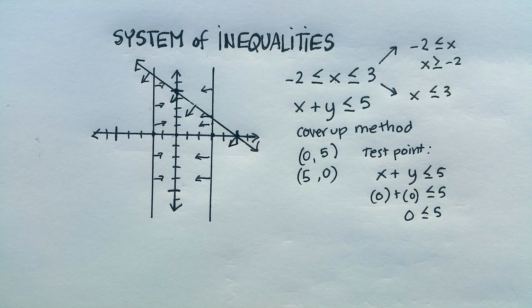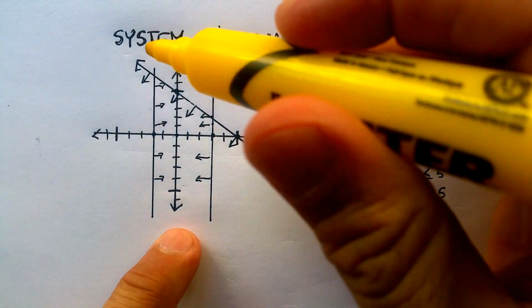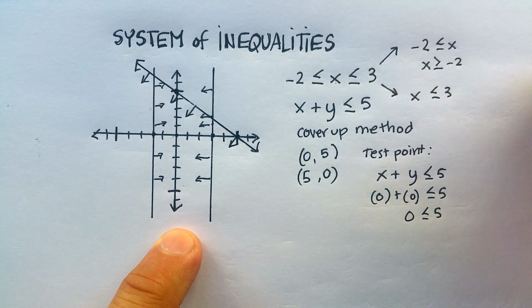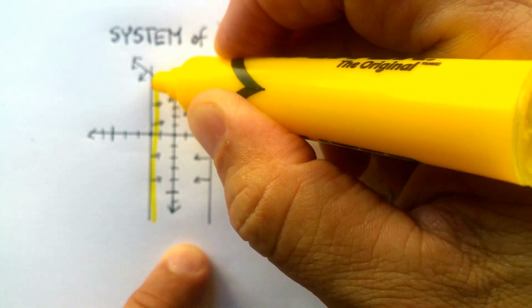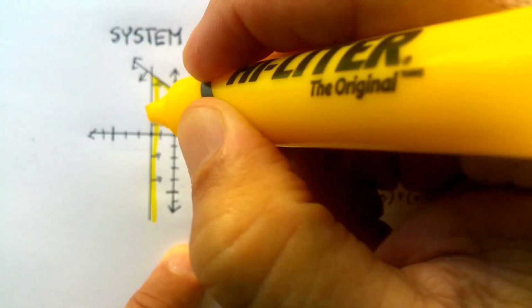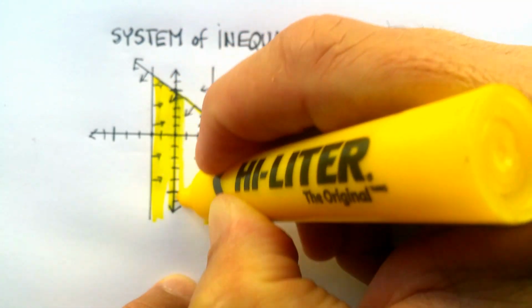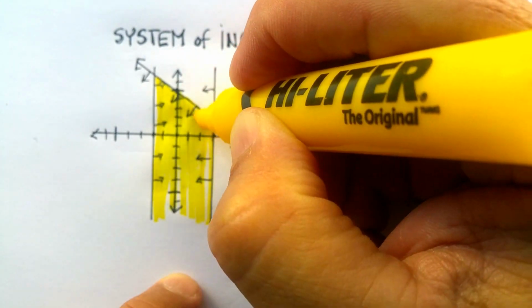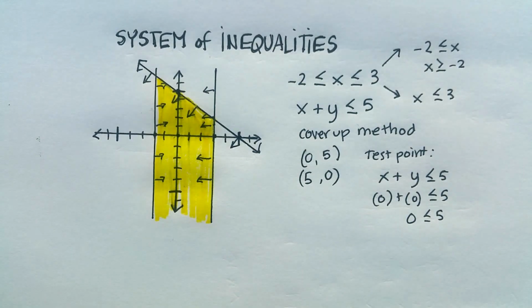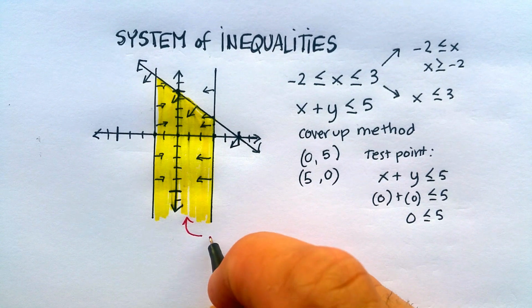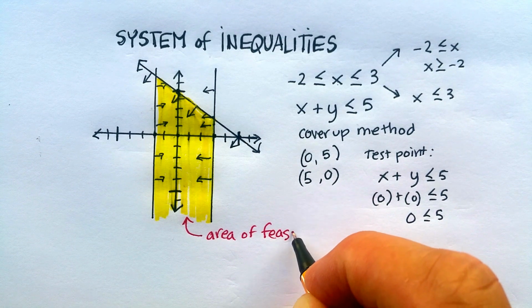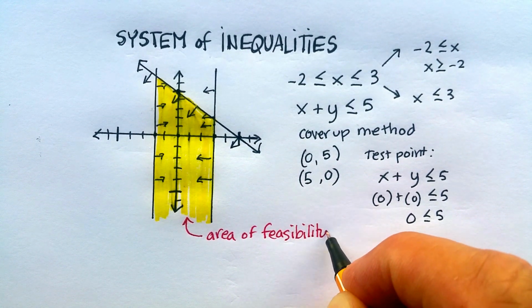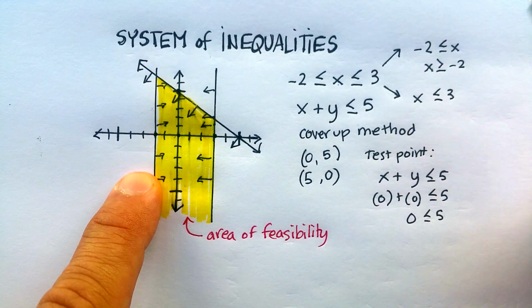And now once I've done all those little arrows, I want to figure out where all three graphs overlap. And again, it looks like it's everything that I've done here in yellow. Okay. There we go. Now, what I just graphed, what I just colored in, is called the area of feasibility, which means that any point in that area should work in any single one of my inequalities.